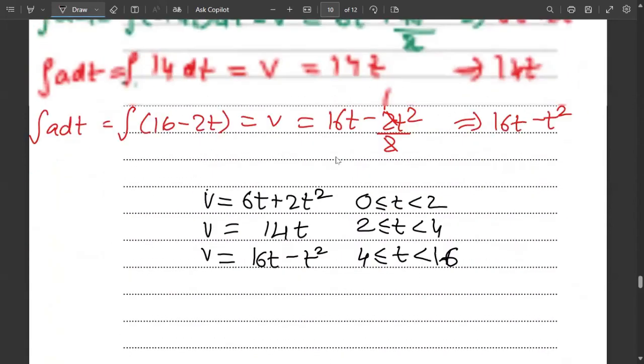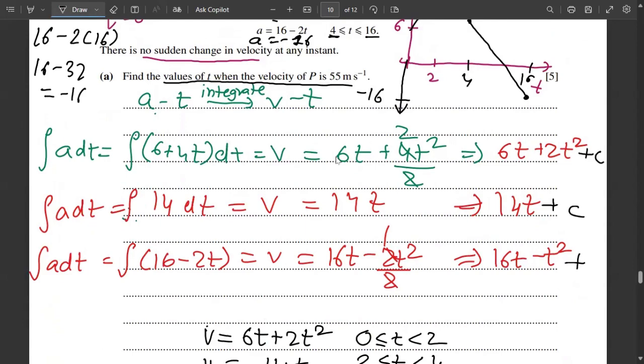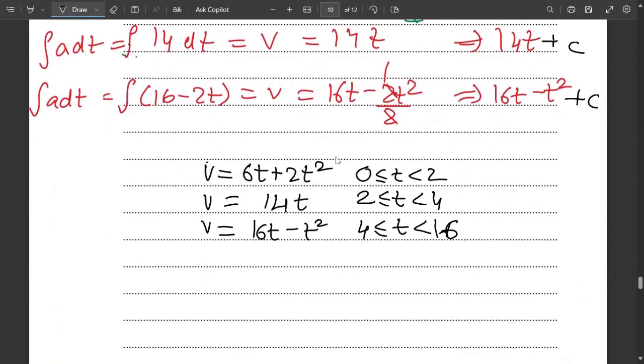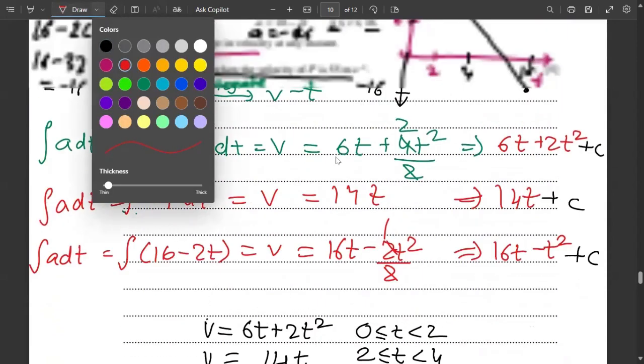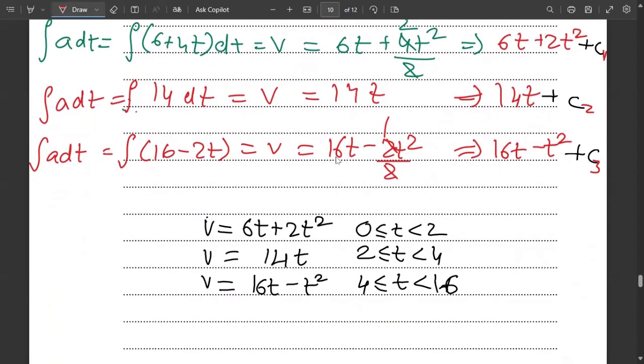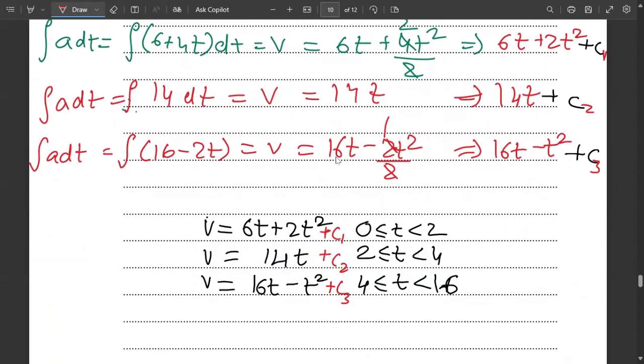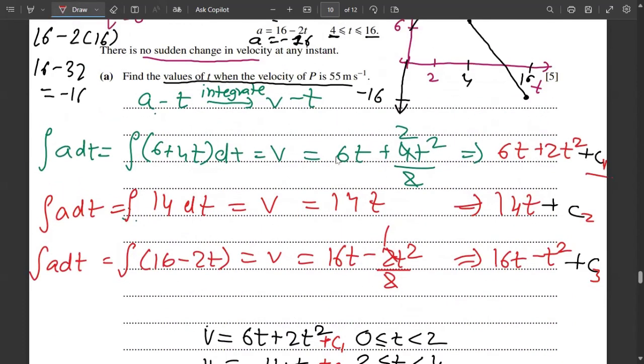So, oh, we did not mention one thing here. That was plus c, plus c, plus c. So here, and each values of c will be different. Let this be c1, c2, and c3. So this will be plus c1, plus c2, plus c3. Because whenever we do integration, we have to include c. Now, how will we find these values of c? And this c1 is very easy.